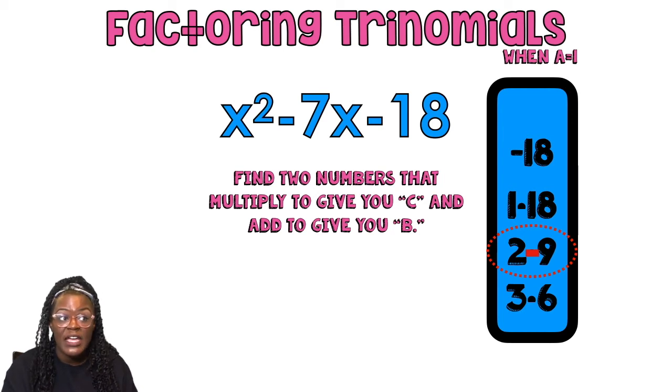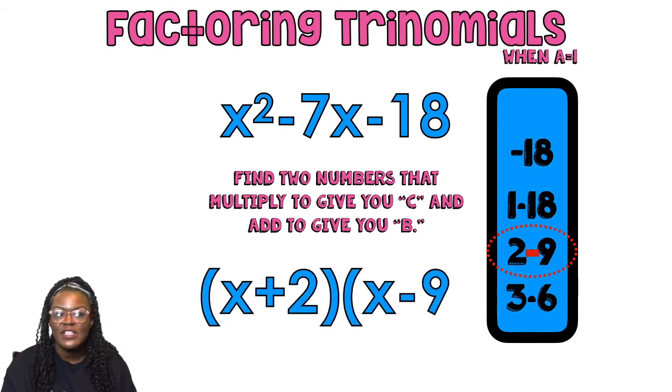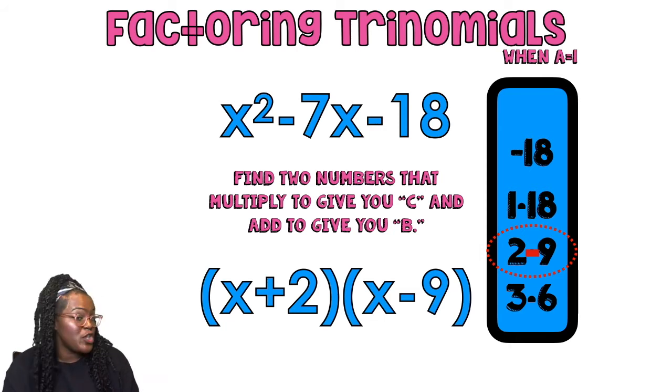I double check. When I multiply 2 times negative 9, is it negative 18? 2 plus negative 9, is it negative 7? That's my answer. X plus 2, X minus 9. That's it. You did it. You're done.